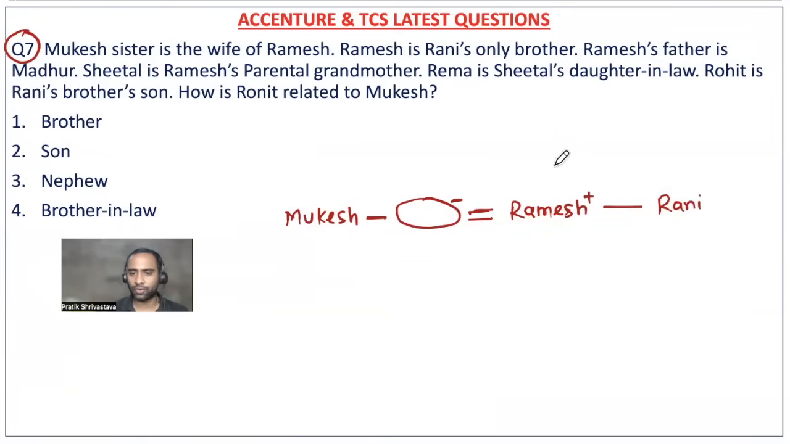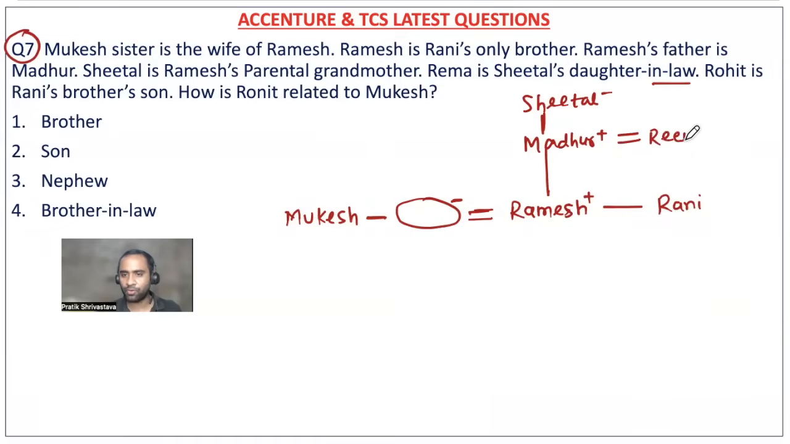Ramesh's father is Madhur. Seetal is Ramesh's paternal grandmother. So Ramesh's father's mother is nothing but the paternal grandmother, that means from your father's side. Then Rima is Seetal's daughter-in-law. That means Rima is married to Seetal's son.